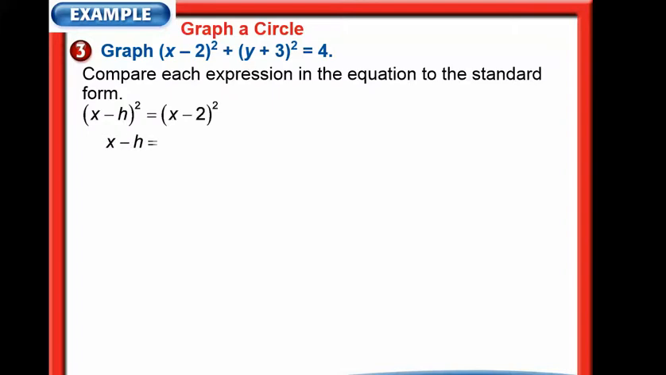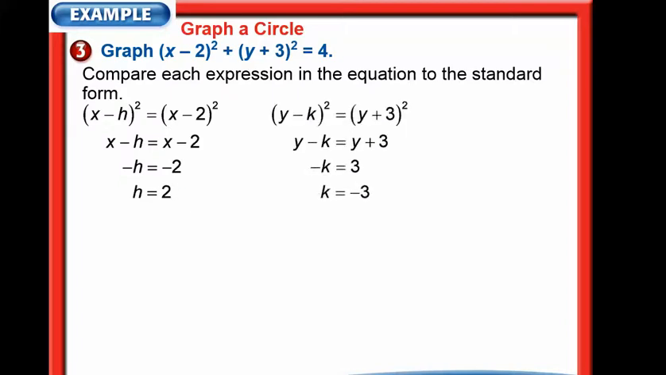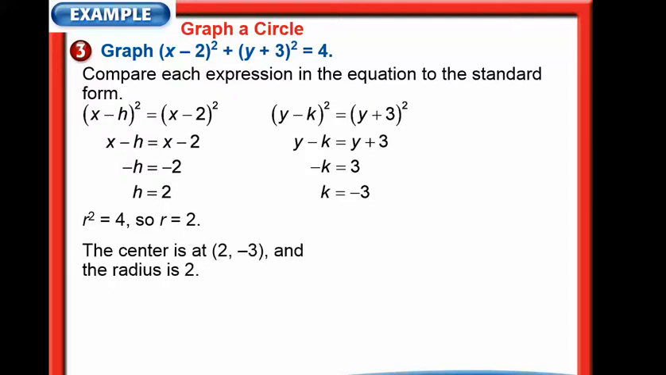I know that my h is going to be 2. I'm just going to take the opposite of this. If it's -2, I'm going to take +2. My y is going to be the opposite of that, so it's going to be -3. So that is my center. And then my radius, I take the square root of 4 and get 2. So I know my center is at 2, -3, and my radius is 2.